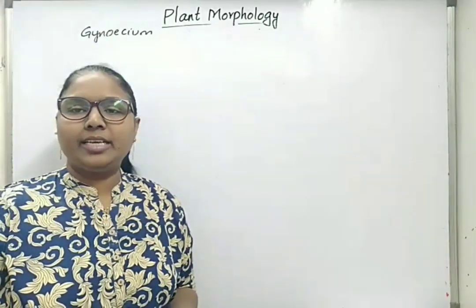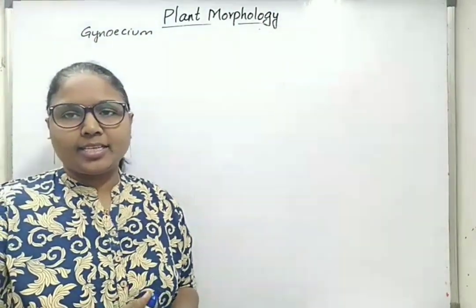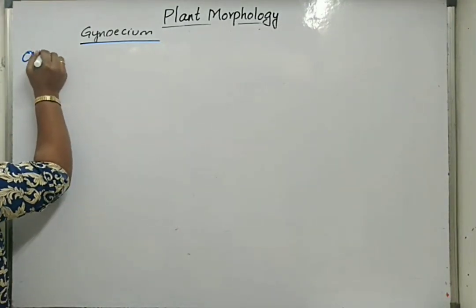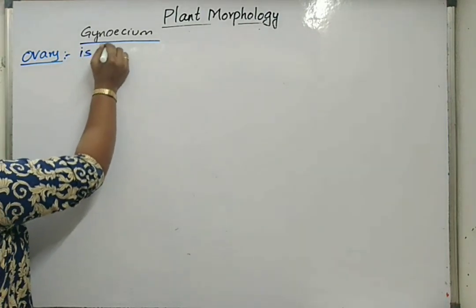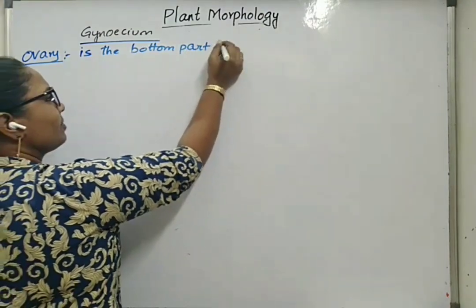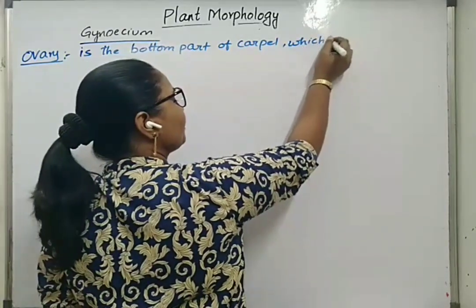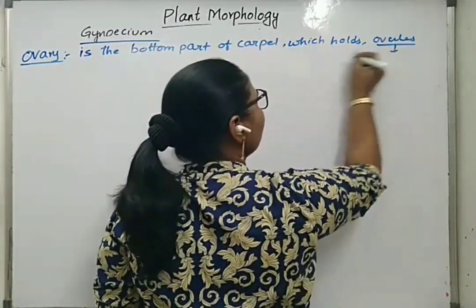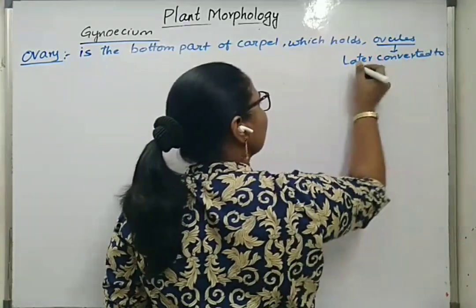Hello students, now we will learn about ovary and the ovules inside it and how these ovules are attached to the ovary. So first, ovary. Ovary is the bottom part of carpel which holds ovules. Ovules later get converted into seeds.